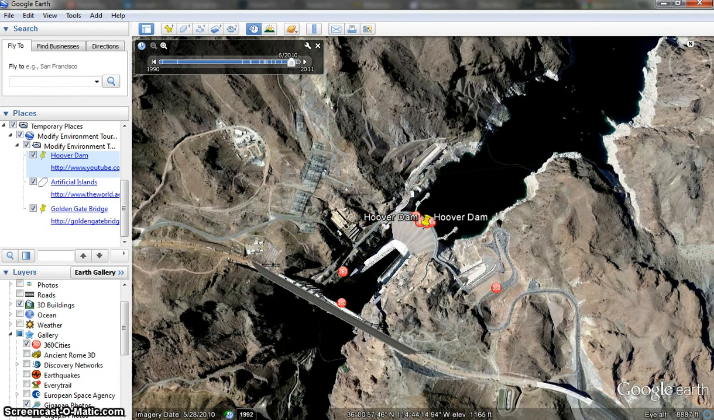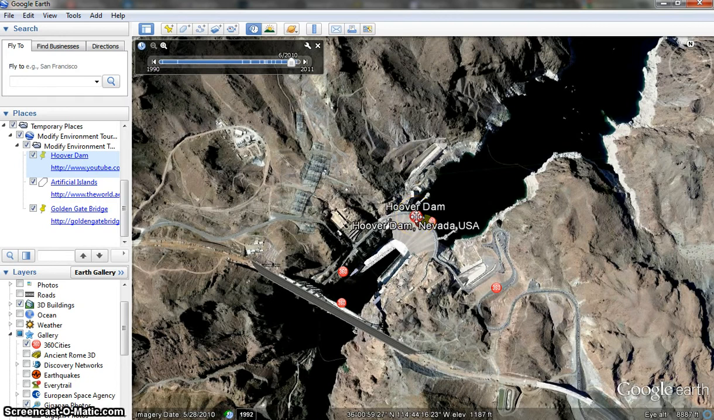Okay, today we're going to talk about how humans modify their environment. There are a lot of different ways that humans modify their environment, a lot of different changes that we make, and a lot of different reasons why. So we're just going to talk about that real quick. We're going to start out here at the Hoover Dam.